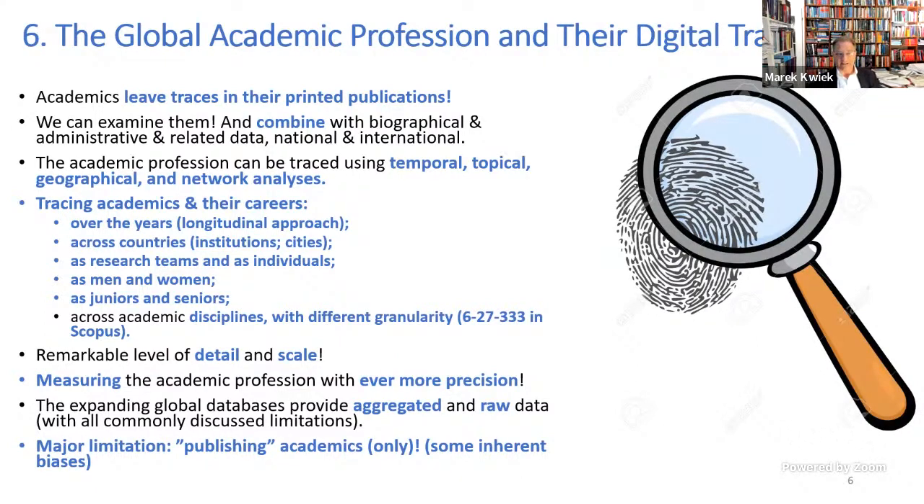We used to have scientists; now in the data we have men and women, suddenly and unexpectedly in millions. We can study and trace academics as juniors and seniors, and we can trace them through disciplines with different levels of granularity. So we can measure the profession with enormous precision. Obviously, there are things we cannot measure, but there are also things which we can measure. So it means we have some limitations.